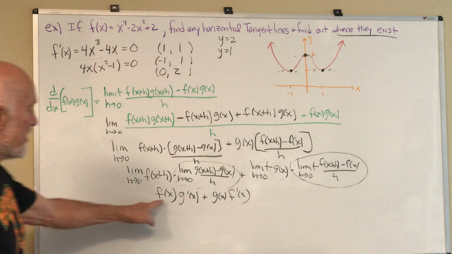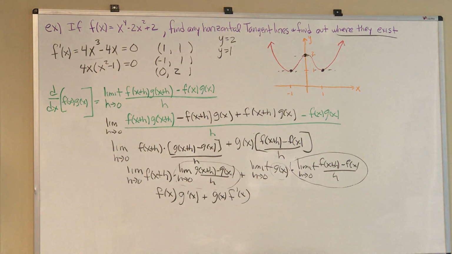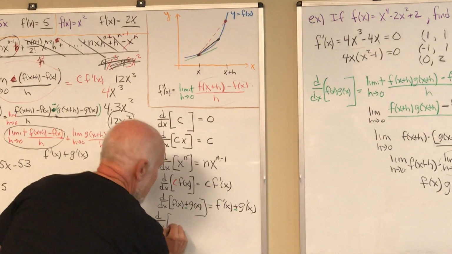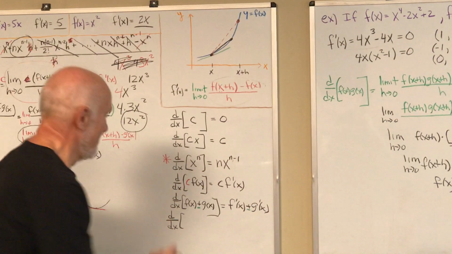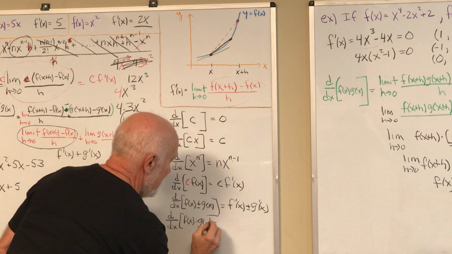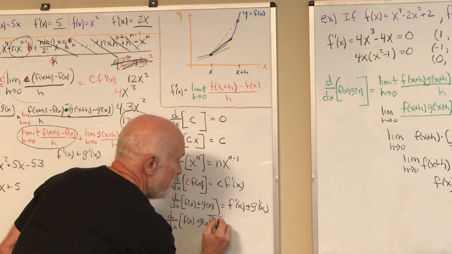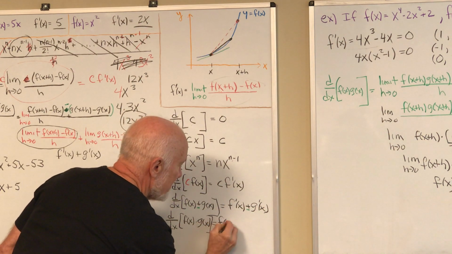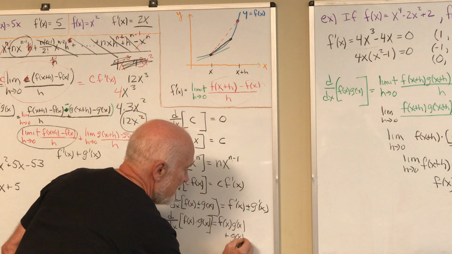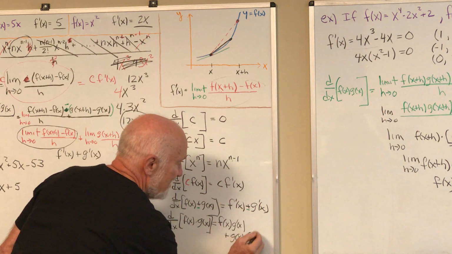Well, with all that work, we've got a definition. The derivative of f of x times g of x is the first function f of x times the derivative of g of x plus g of x times the derivative of f of x.